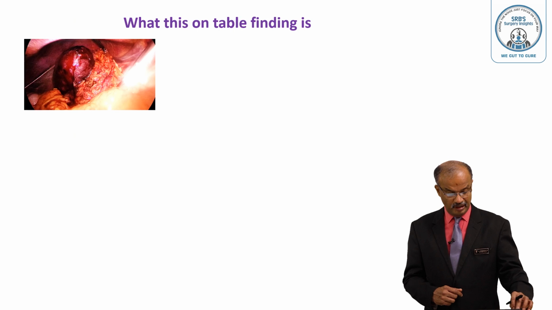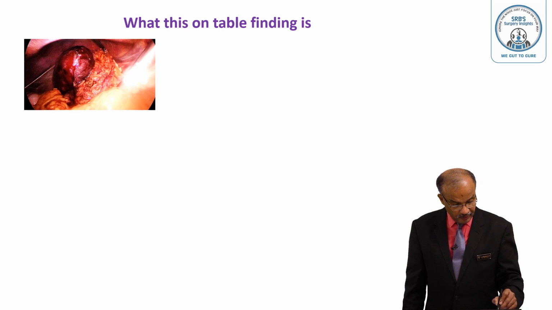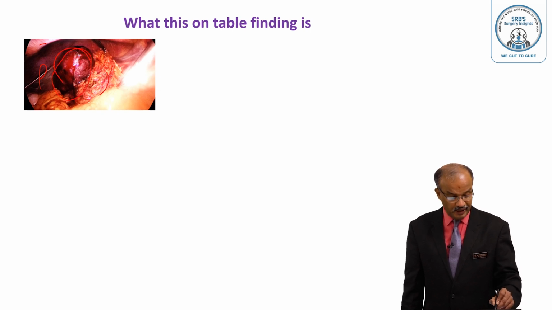So dear students, we'll just discuss an on-table operative finding, which is a very common entity all over the country and worldwide. Just see what this on-table finding is. You can see the diaphragm here, the liver here, the omentum here, and the black colored one. This is a gangrenous gallbladder. You can see that gangrenous gallbladder.